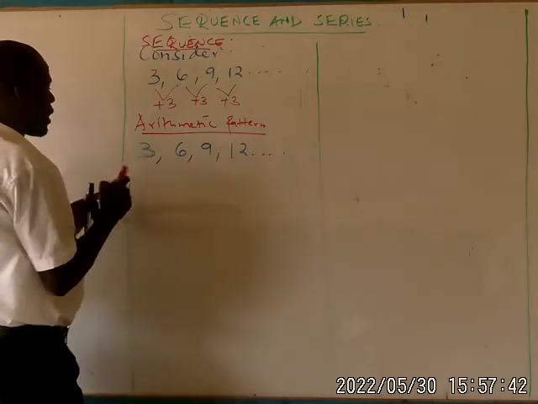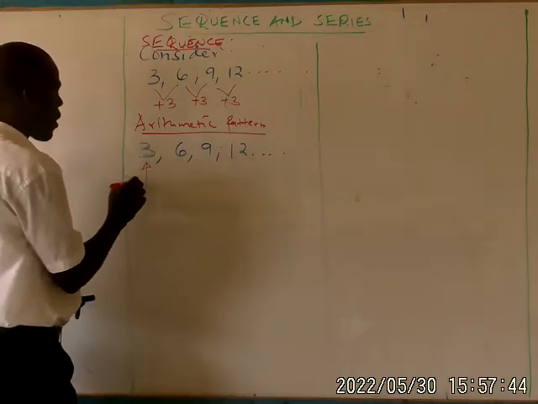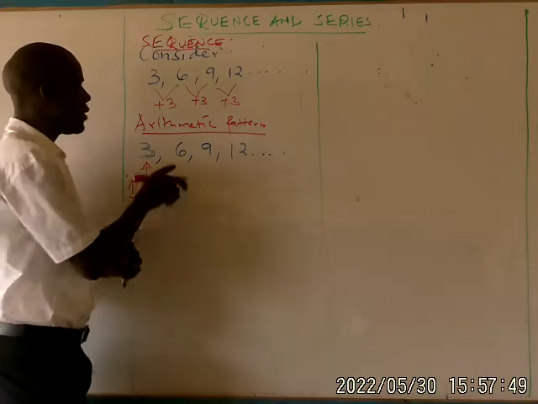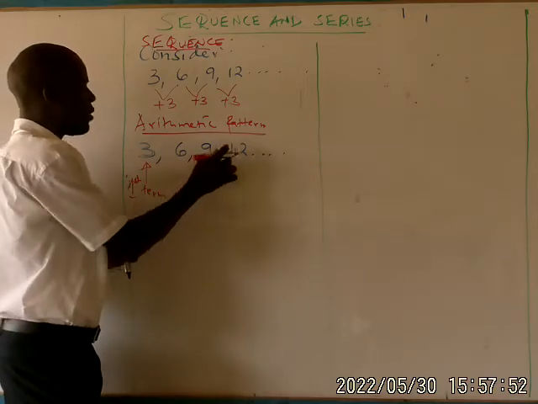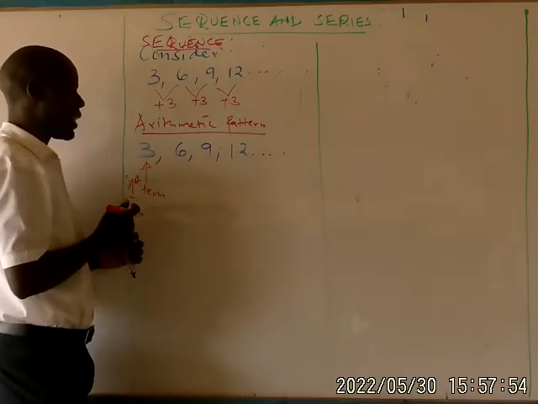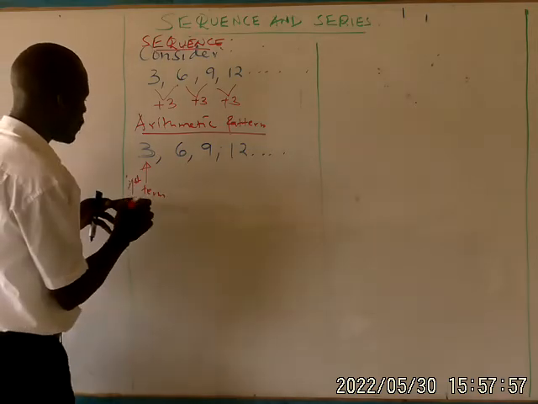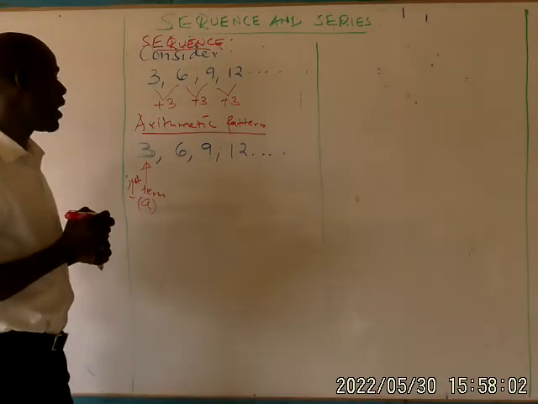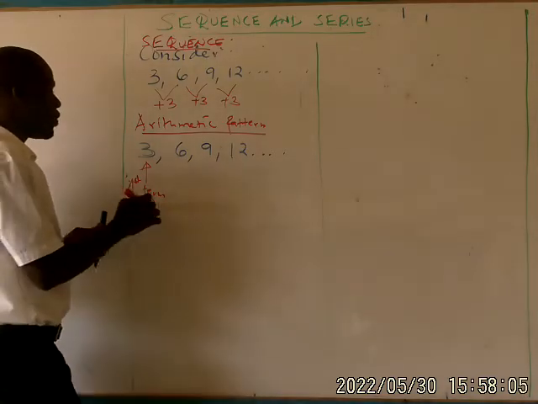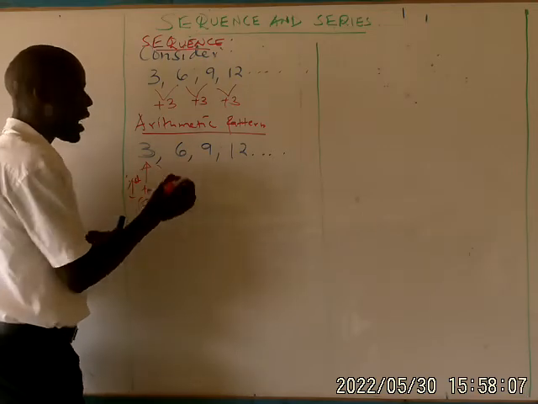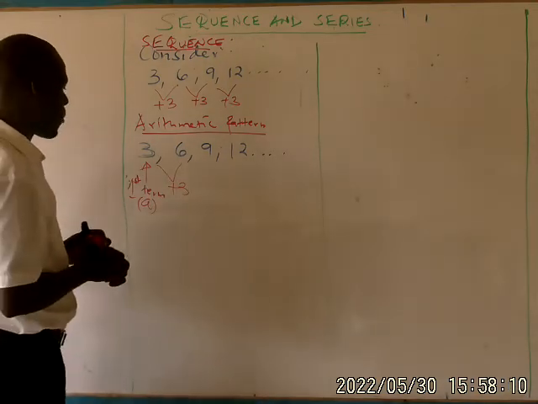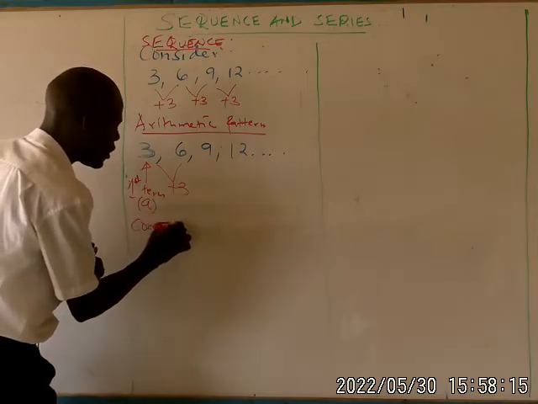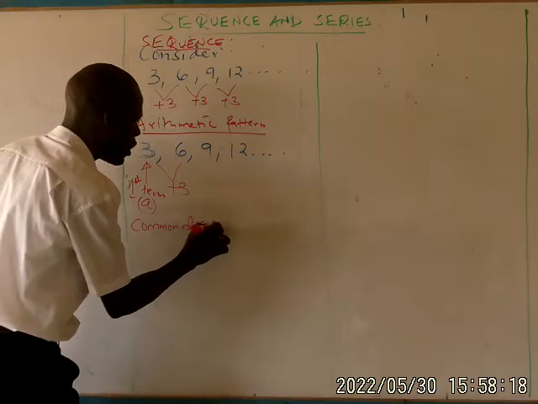Now, this first number here, we call it our first term. This is the second term, third term, fourth term, continuing like that. This first term will be represented as A, represented by the letter A. And what have we seen? We have seen that we always add 3 to get the next number. Therefore, we shall call this 3 the common difference.